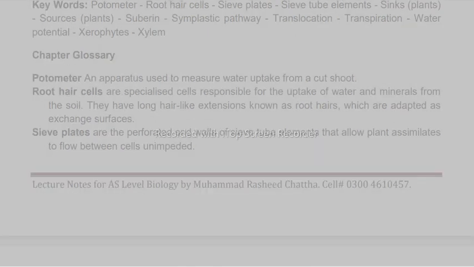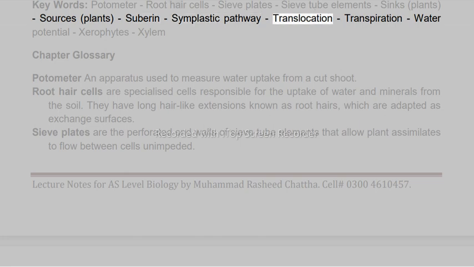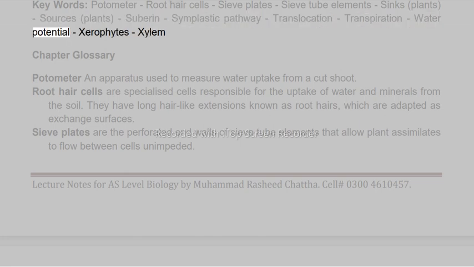Key words: potometer, root hair cells, sieve plates, sieve tube elements, sinks, sources, suberin, symplastic pathway, translocation, transpiration, water potential, xerophytes, xylem. Chapter Glossary. Potometer: an apparatus used to measure water uptake from a cut shoot.